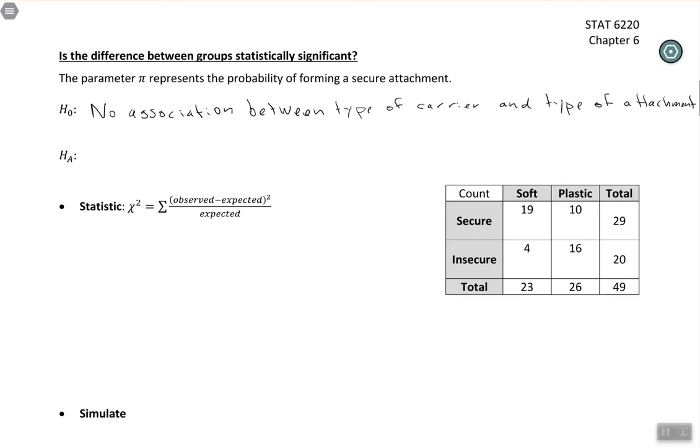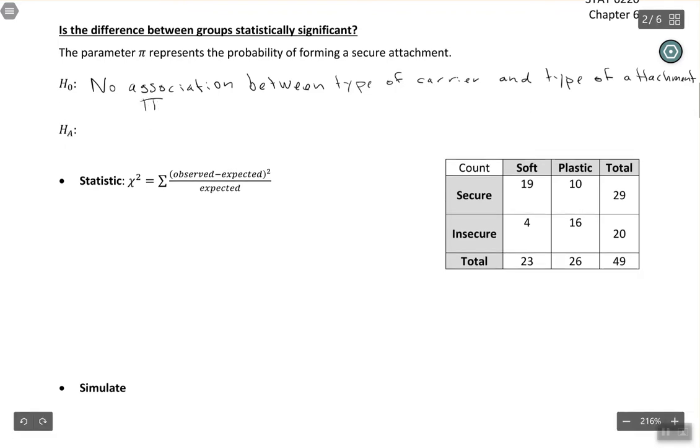So if we wanted to write this in terms of a parameter, we're going to let the parameter pi be the long-run probability of forming a secure attachment. So basically we're saying if there's no association, the probability of a secure attachment in the soft group would be equal to the probability in the plastic group. Okay. The alternative for a chi-squared test is that there is an association between the variables. And chi-squared tests are always two-sided in the sense that it's always just going to be the parameter is not equal to the other one.